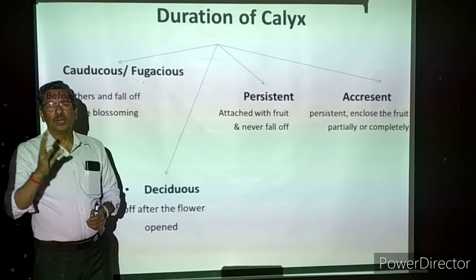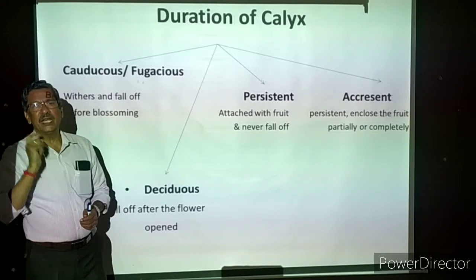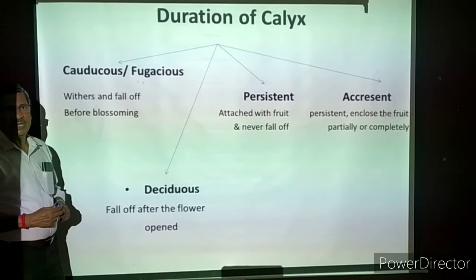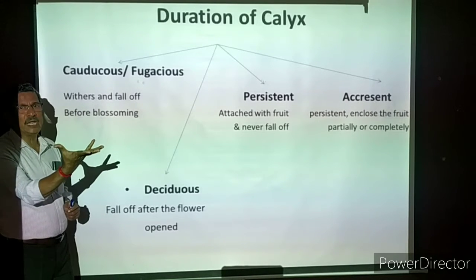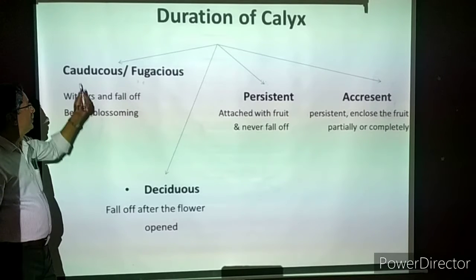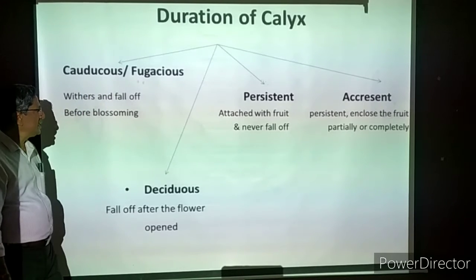Now in the flower, corolla is there, androecium and gynoecium will be present. Calyx will not be there. So before the flower is completely opened out, the calyx will fall off. That is called a caducous or fugaceous calyx.